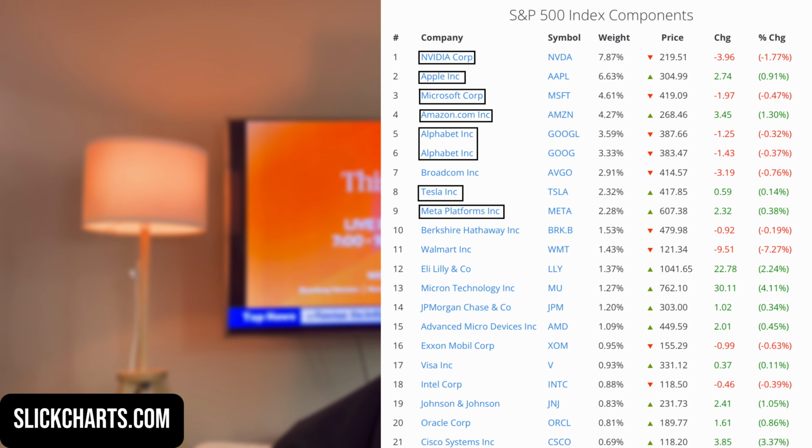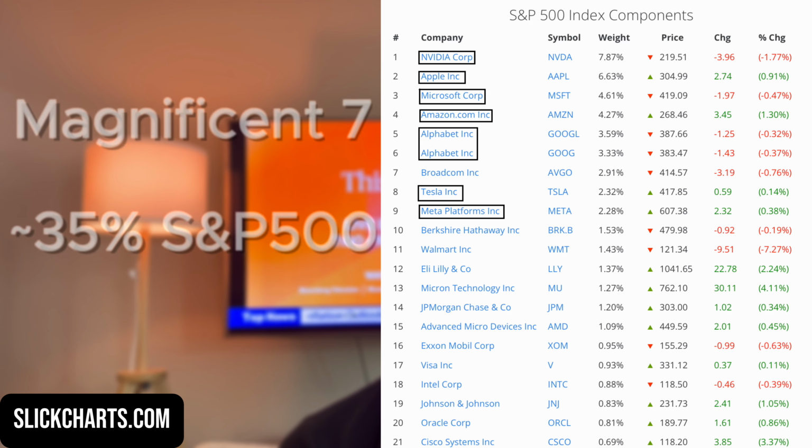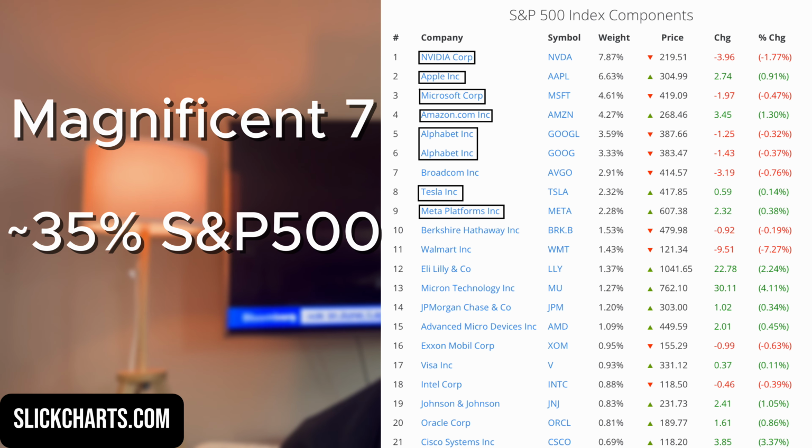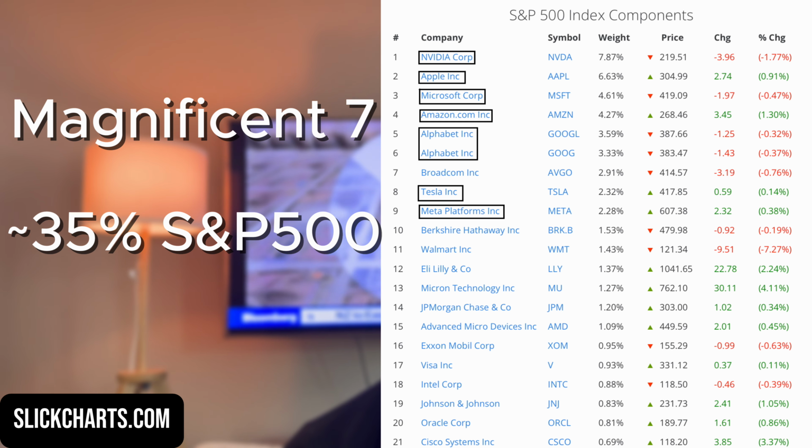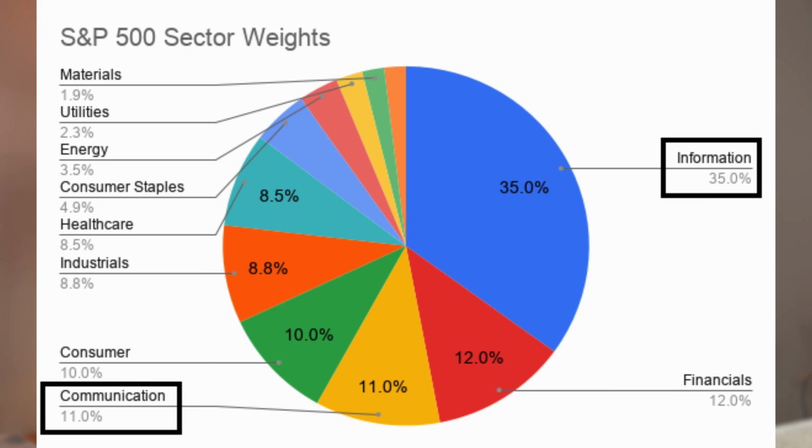The top 10 companies in the S&P 500 include the so-called Magnificent Seven, which is a group of tech companies that includes Nvidia, Apple, Microsoft, Amazon, Google, Tesla, and Meta. These companies alone represent roughly 35% of the index. If we look at the overall sector balancing, IT and communication represents 46% of the total index. And keep in mind that companies like Tesla and Amazon are classified under consumer discretionary.